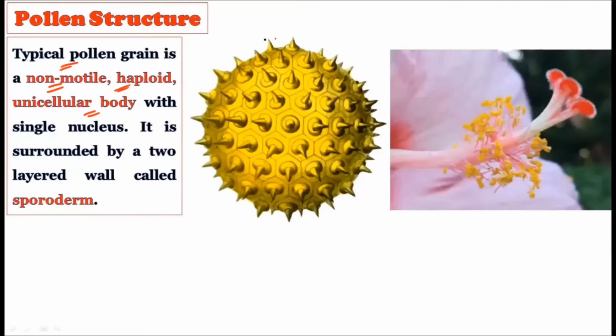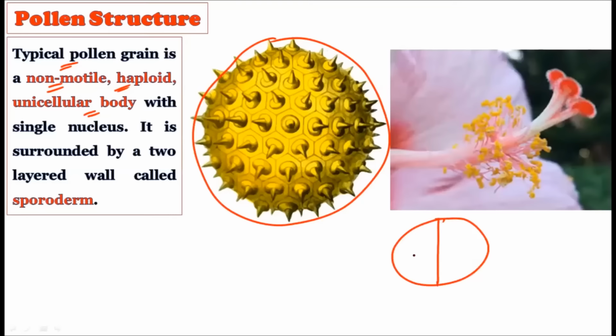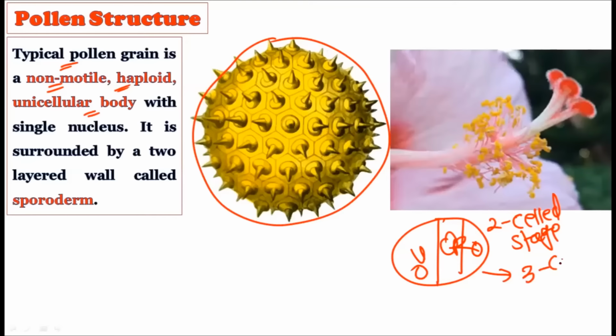Okay, so this can be considered as one structure, one cell. There is only one cell, but after division they form two cells, the vegetative cell and the reproductive cell. If they are shed at this level, we call it the two-cell stage. Sometimes the reproductive cell divides to create two sperm cells, so a three-cell condition can be seen, and at this three-cell condition also the pollen grain can liberate itself.